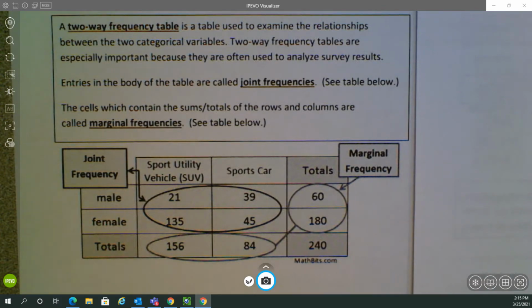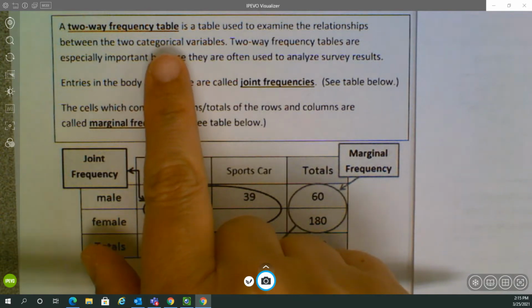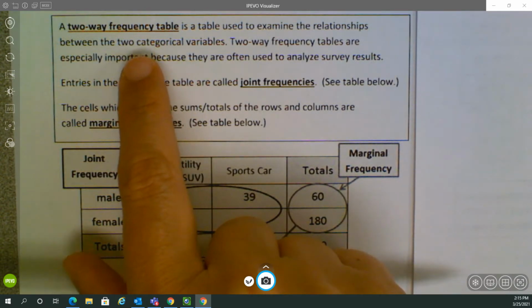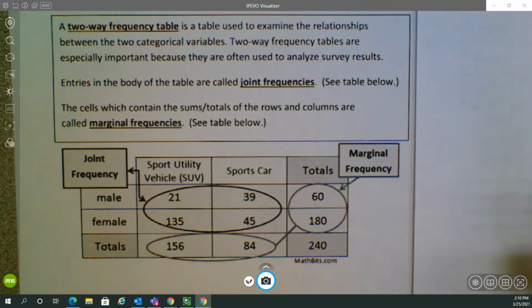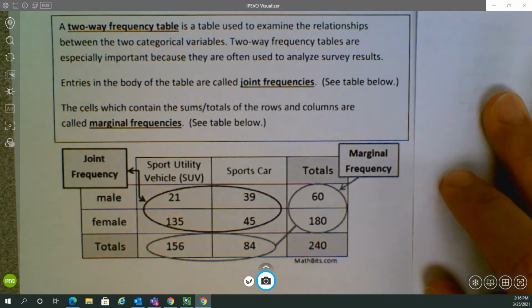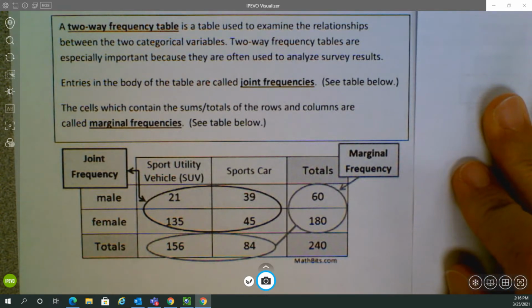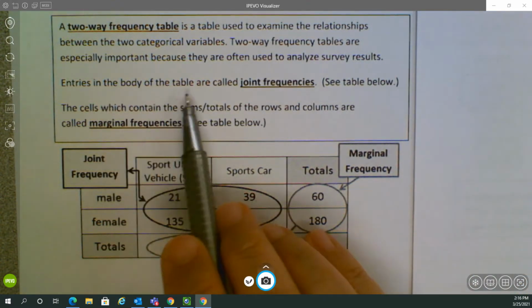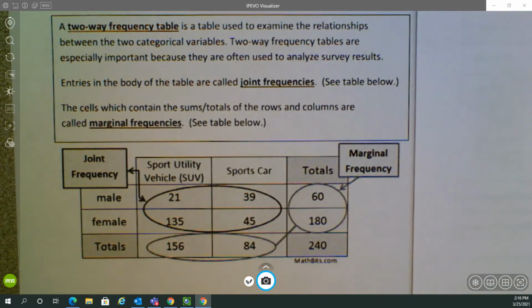And the way that we summarize categorical data is by using a two-way frequency table. It examines the relationships between two values or two categorical variables. They're important because we can determine trends, we can look at parts of the whole in terms of percentage and all that good stuff. All right, so let's start by looking at the entries in the table, the joint frequencies.